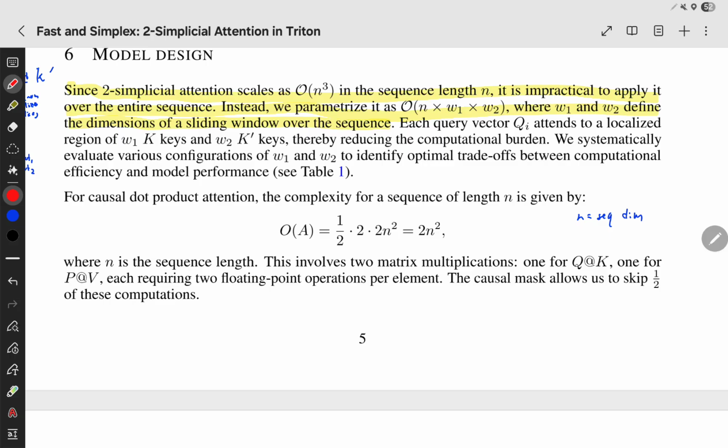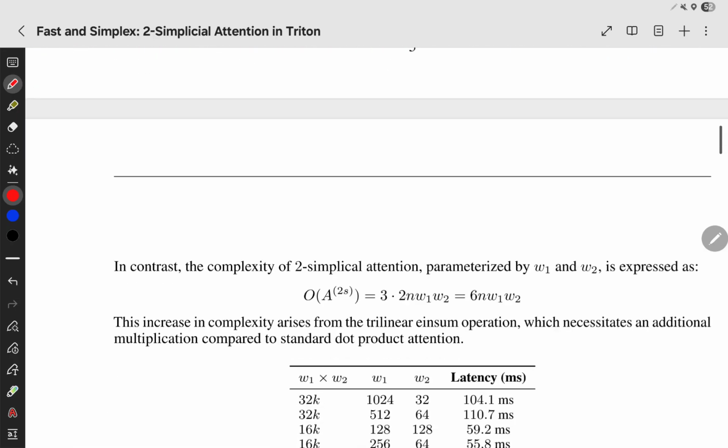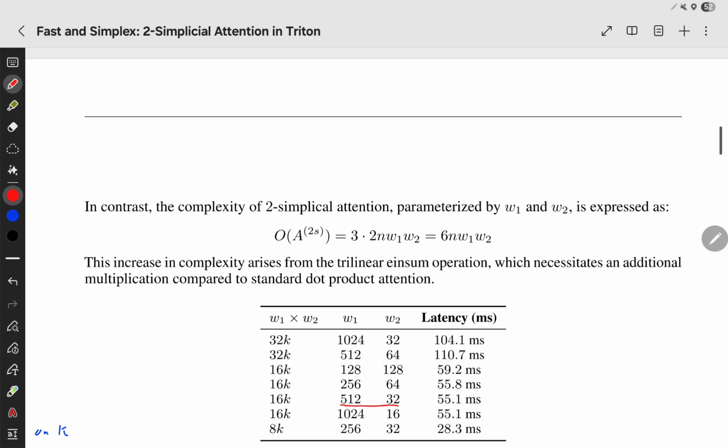What they do, and what was kind of the first thing done after attention was defined, is turn this into a sliding window. This will turn the complexity from n cubed to O of n by W1 by W2. So it's no longer n cubed; instead it is smaller than that, depending on what your window size is. That's what they say down here: you can reduce the complexity if you do sliding window attention.